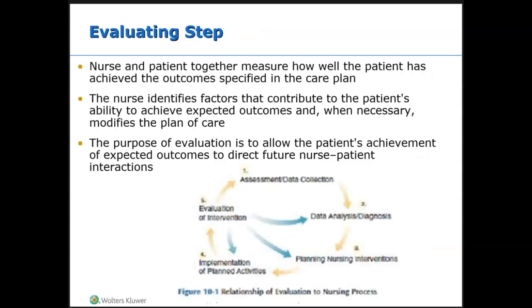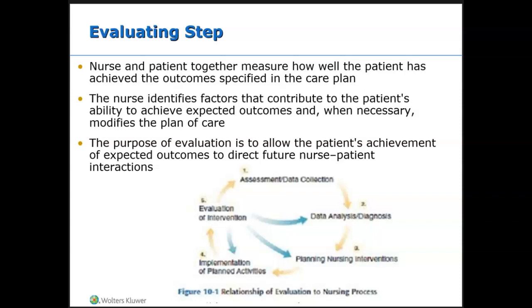So nurse and patients together measure how well the patient has achieved the outcomes that have been specified in the plan of care. The nurse identifies factors that contributed to the patient's ability to achieve the expected outcomes, and when necessary, also determines when they didn't achieve it, and then will modify the plan of care based on the feedback received. The purpose of evaluation is to allow the patient's achievement of expected outcomes to direct future nurse-patient interactions.